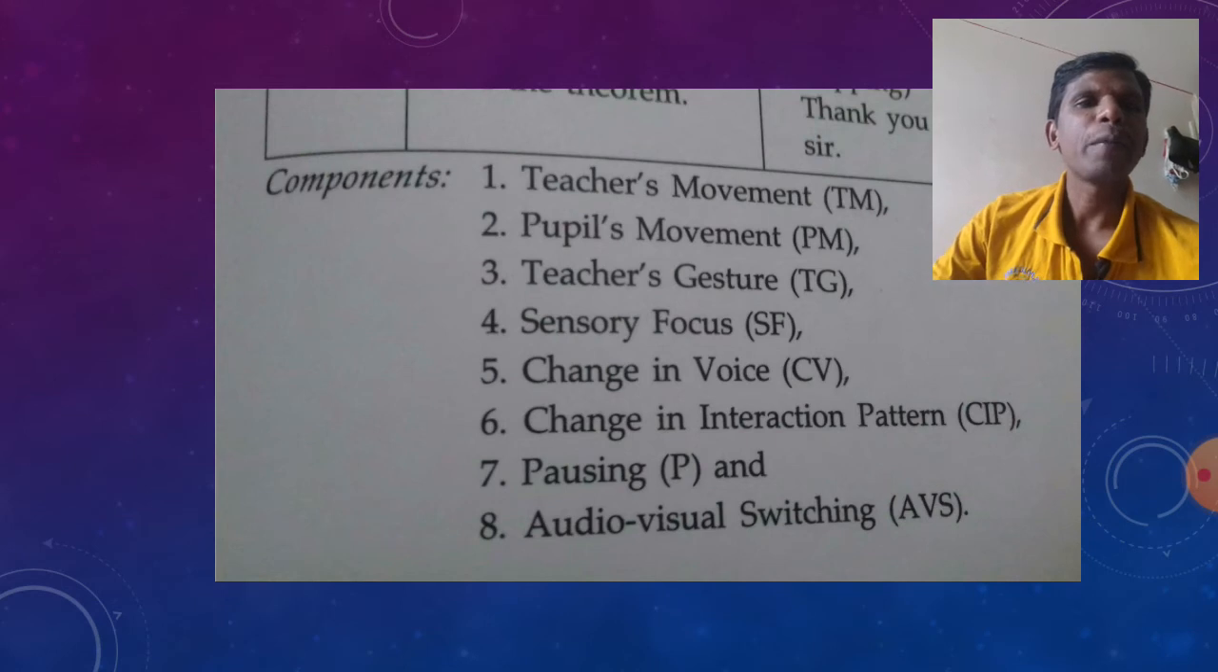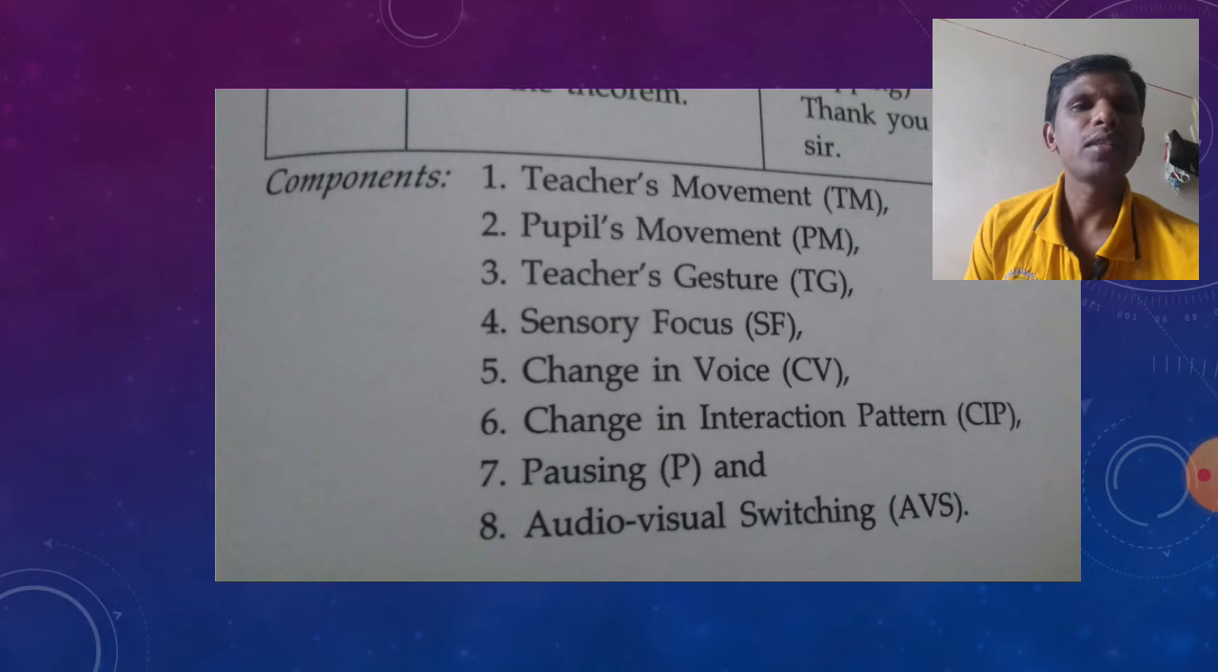So pupils' movement is also required whenever the situation demands. To make the students active in the classroom, the teacher should motivate the students to move in the classroom as per the instruction of the teacher. So this is the second component, and it should be encouraged in the classroom for live activities.